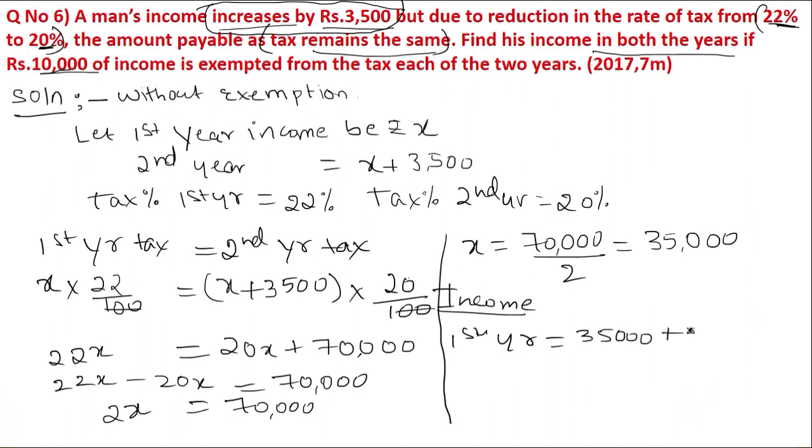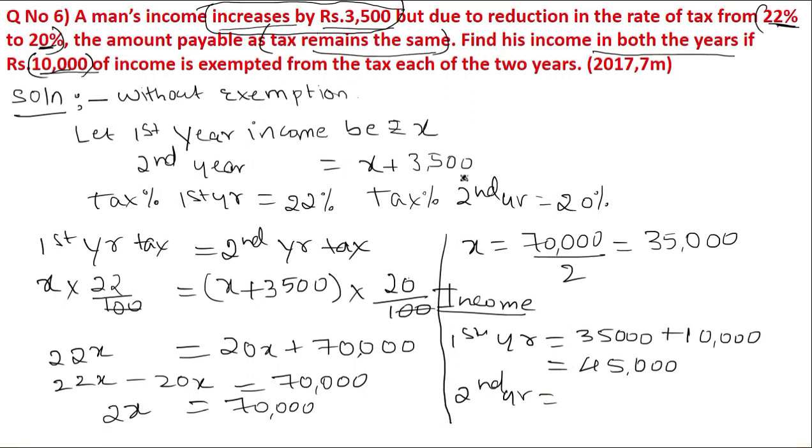So exemption we have to add. How much is the exemption? You can see the exemption is given here, 10,000. Correct? So 35,000 plus 10,000. How much is it? 45,000. Correct? Second year, what is the income?